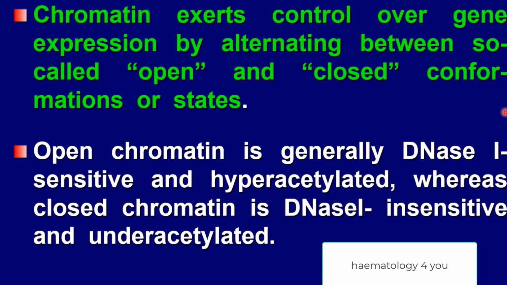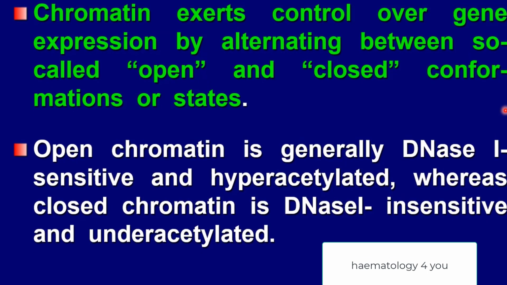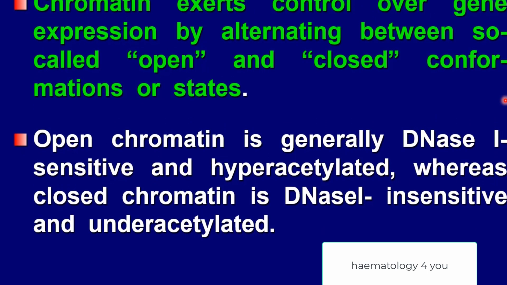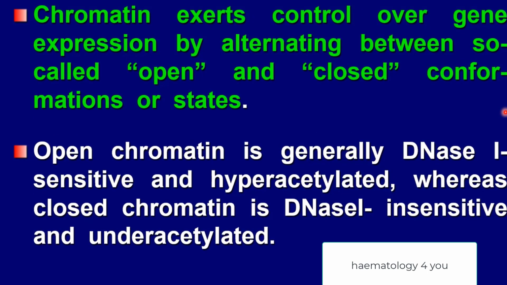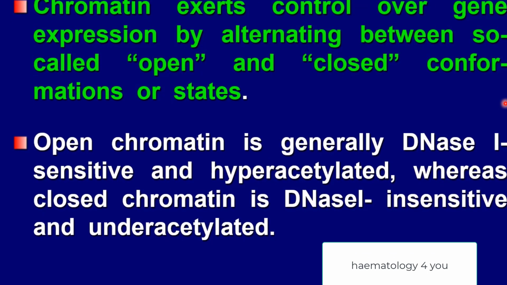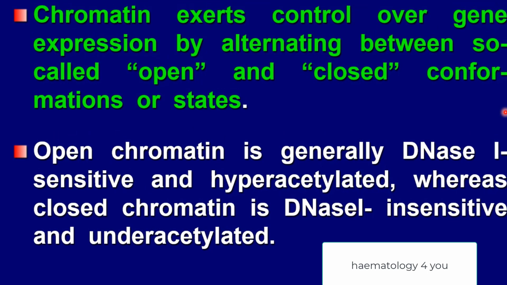Chromatin remodeling. Chromatin exerts control over gene expression by alternating between so-called open and closed conformations or states. Open chromatin is generally DNase sensitive and hyperacetylated, whereas closed chromatin is DNase insensitive and underacetylated.